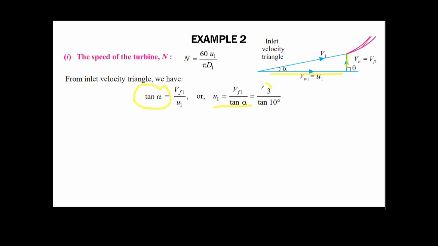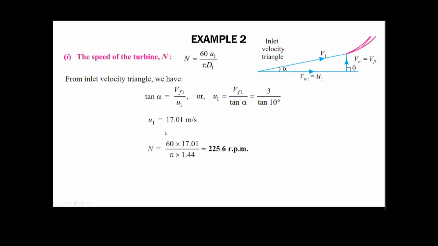We know vf1 is equal to vf, which is constant, and it's given in the question as 3 meter per second, over tangent 10 degrees. Alpha is also given in the question as 10 degrees. Alpha is the guide blade angle. So from here we can get the value of u1, by solving this expression, which is u1 equals 17.01 meter per second.